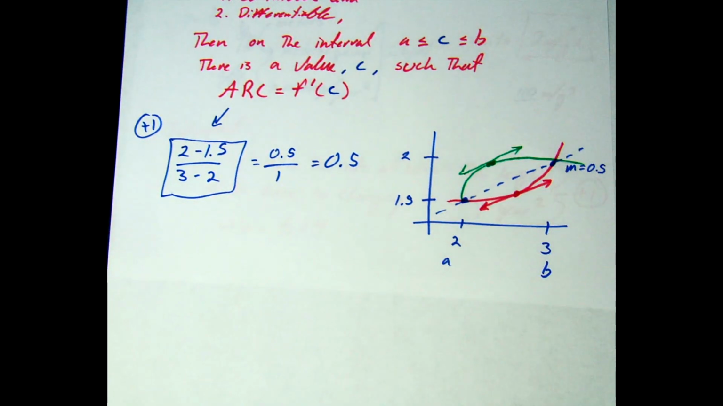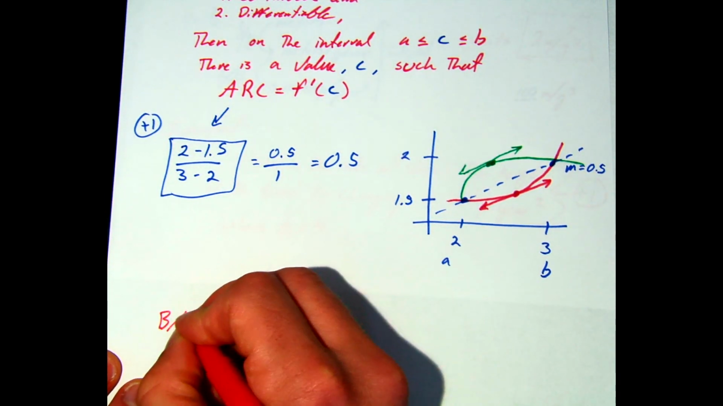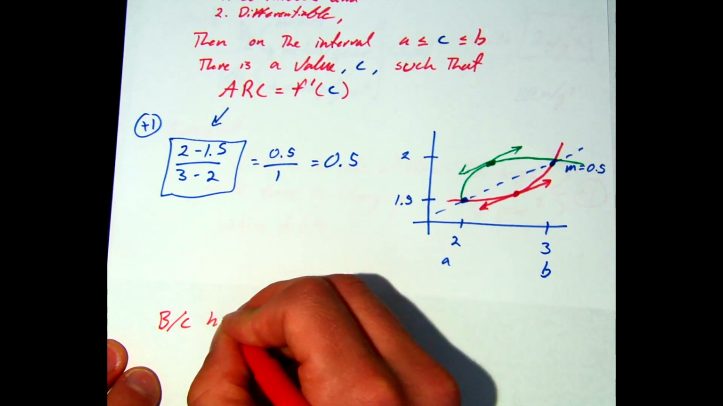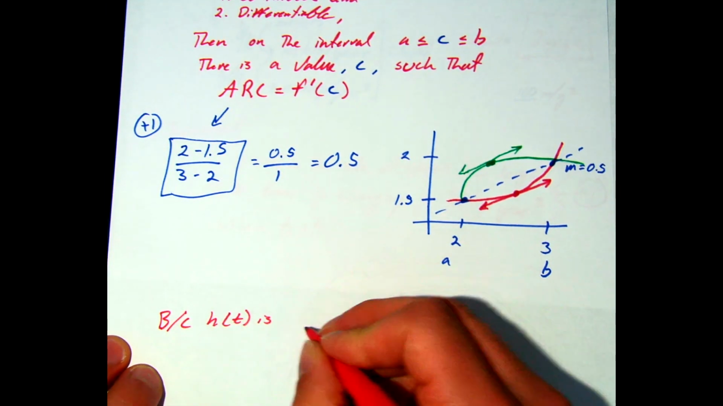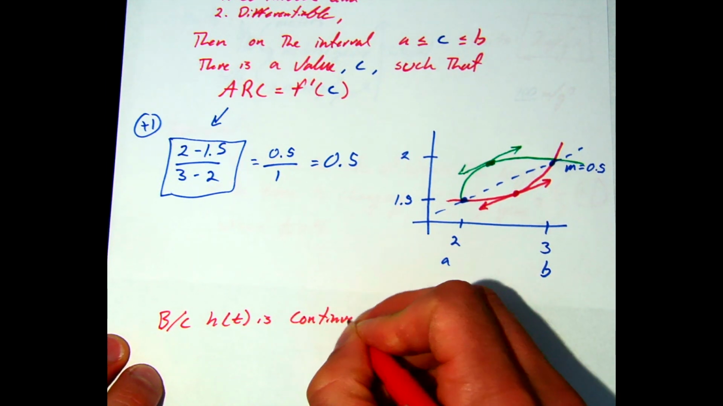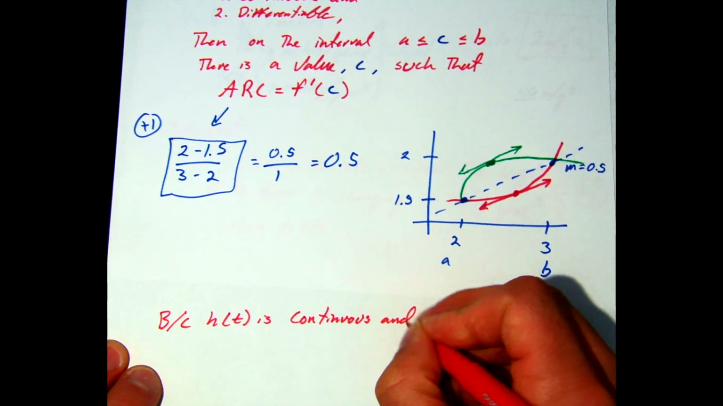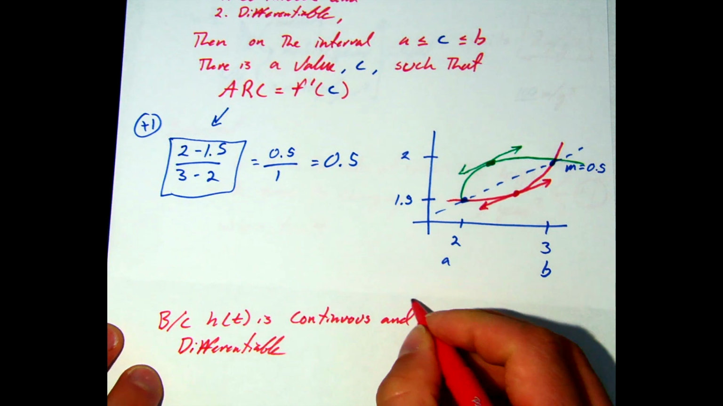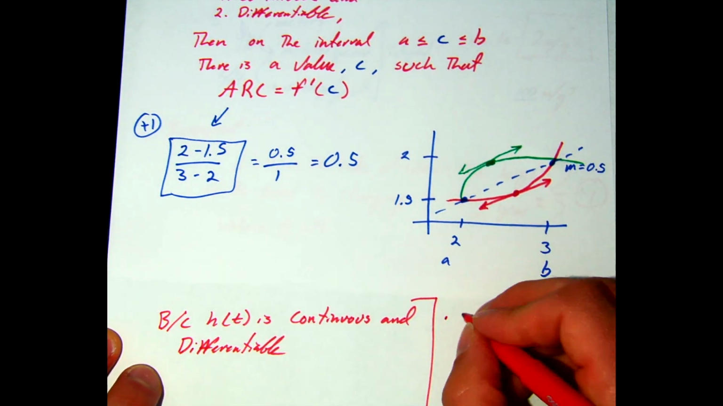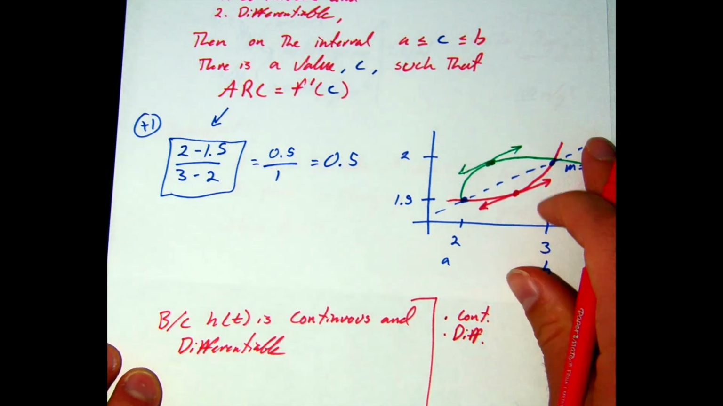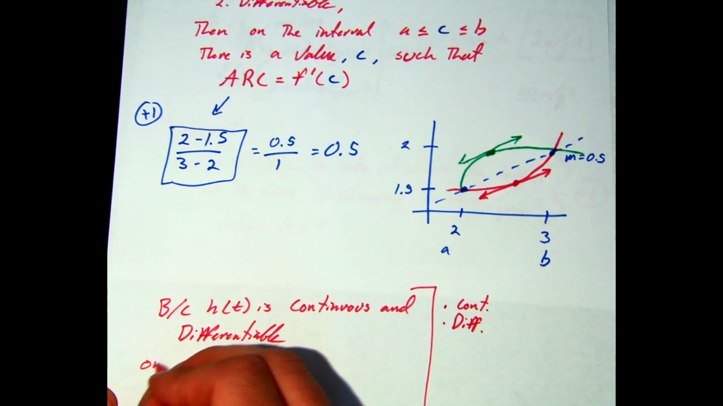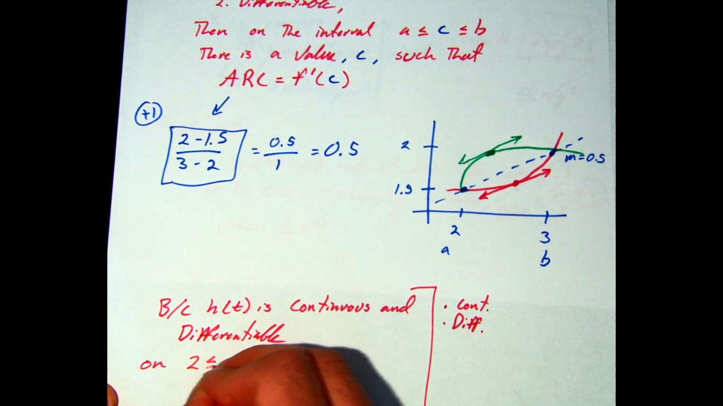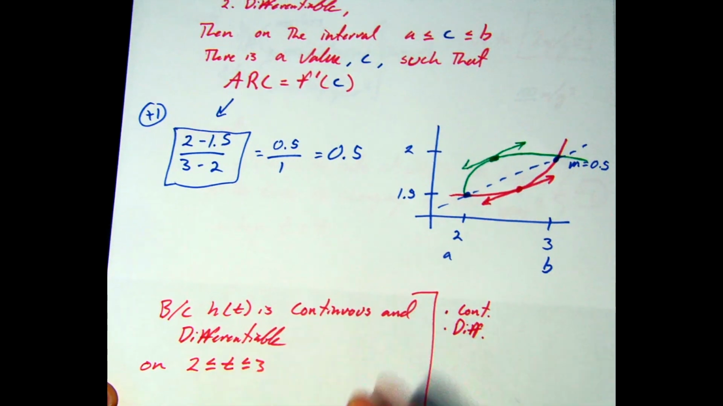Now this is kind of a handful, so bear with me. Because h of t is continuous and differentiable, you have to use those words. You have to say continuous. You have to say differentiable. On the interval, 2 is less than t, which is less than 3. I'm just getting this from the problem.